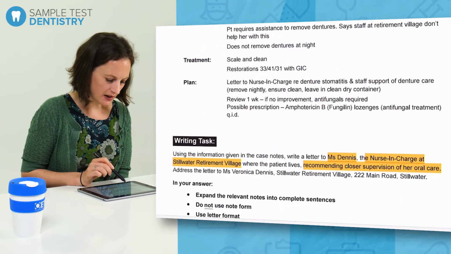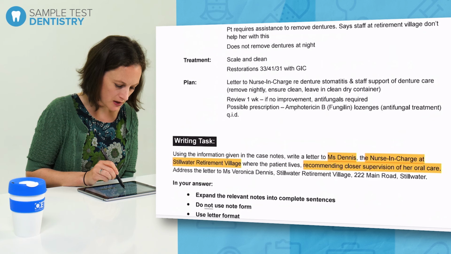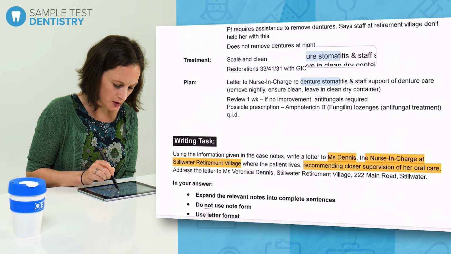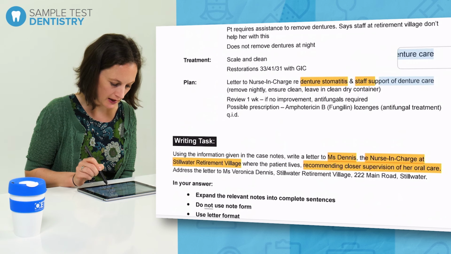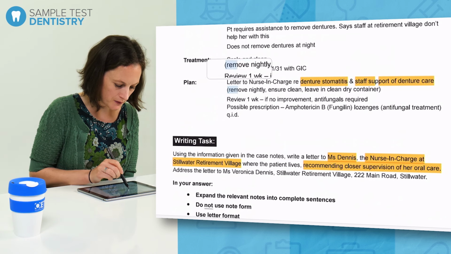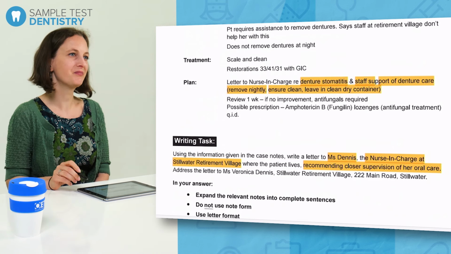Before I start reading the case notes from the beginning, I want to make sure I have completely understood the reason for writing the letter. So another good place to check for any detail about this is in the last information in the case notes. Checking this, I can find a few extra details. So my letter is going to mention the patient's denture stomatitis, as well as the staff support of her denture care, including that it should be removed nightly, cleaned and left in a clean, dry container.